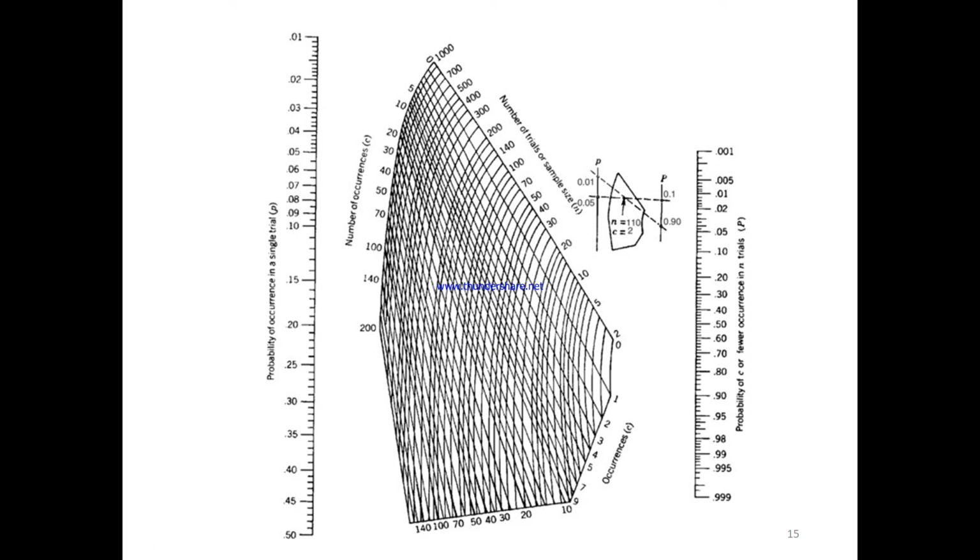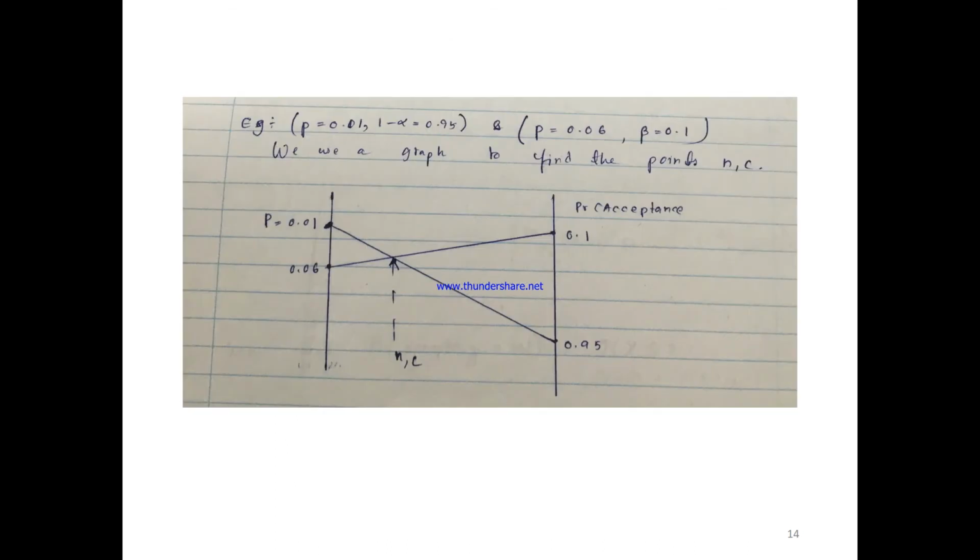Right? So as an example, if you are going to mark the AQL value 0.01, you can mark it here, and the 1 minus alpha value 0.95, you can mark it here, and then you can take the LTPD value, if it is equal to 0.06, you can mark it here, and then you can take the beta value 0.1, you can mark it here.